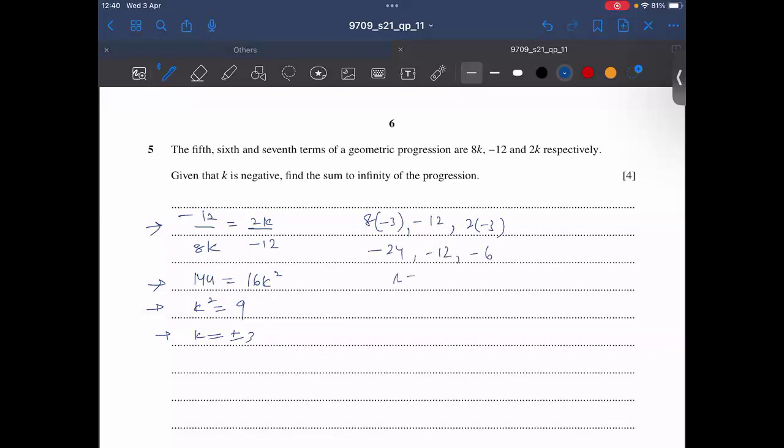So what do you think? What is going to be our R? R is going to be equal to half. Minus 12 over minus 24 is going to give you half. So R is half.